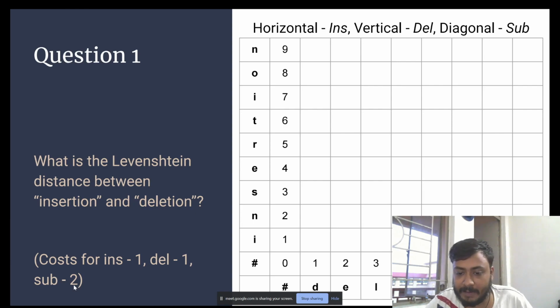Getting back to here, that is how we calculate the value of each box. So first we need to populate the two edges.